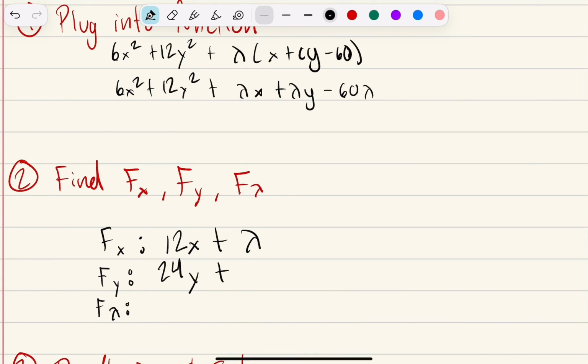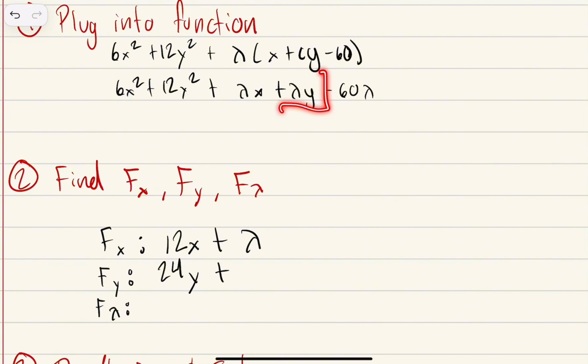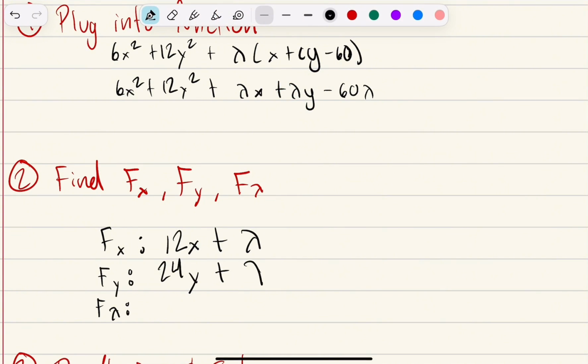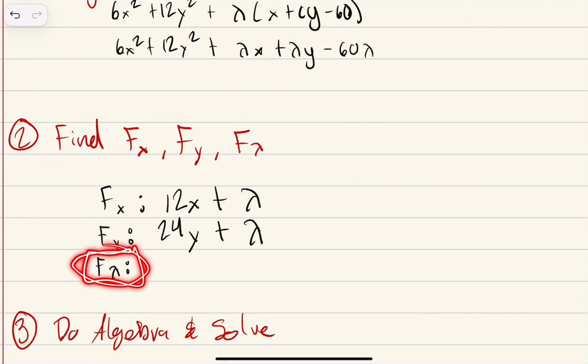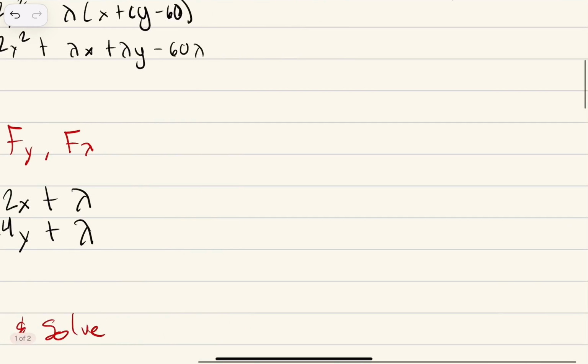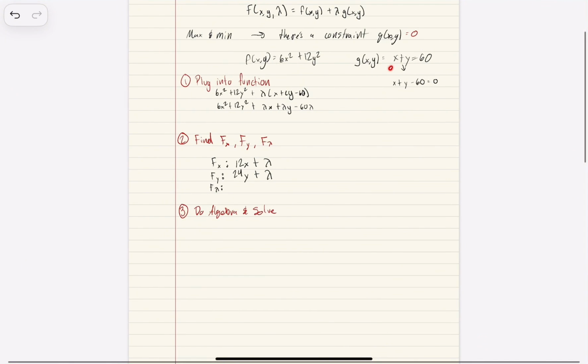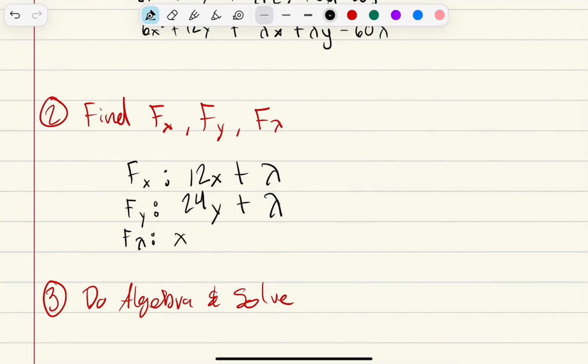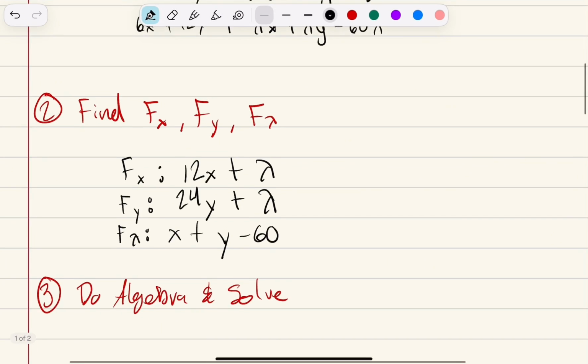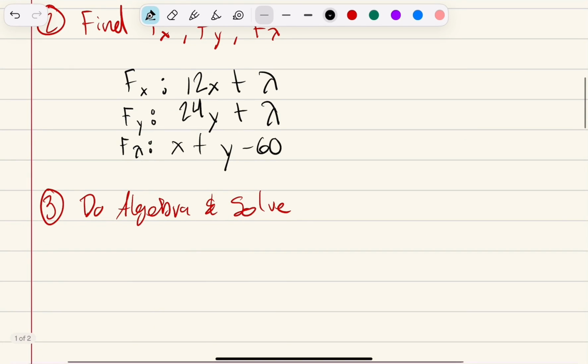So we have right here 12 times 2, 24y plus, and it looks like it's going to be the same thing again. The y drops out, so we're just left with lambda there. And then F of lambda is always going to be g of x, y right there, so I just plug that in.